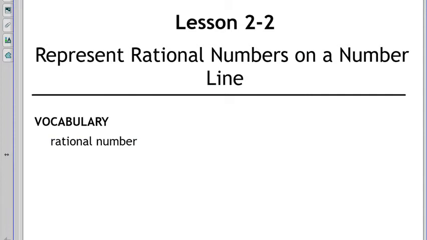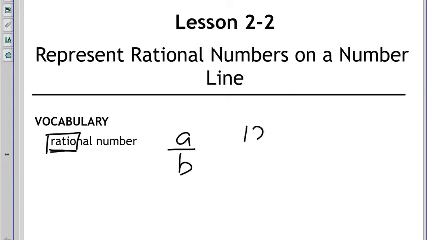Welcome to lesson 2-2. That's topic 2, lesson 2. We're going to be dealing with rational numbers. A rational number, what is that? Well, a rational number is anything that can be written as a ratio, like this, A to B.